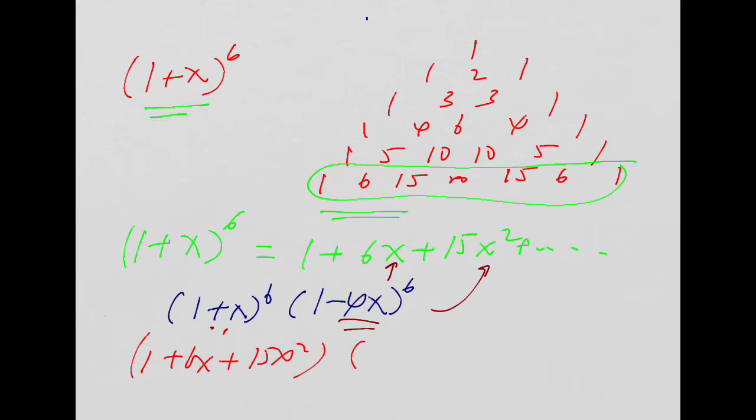The second term is 1 plus 6 times minus 4x. You look at the color here, minus 4x, plus 15 times minus 4x squared. You would have done the same thing. Got it? Right.